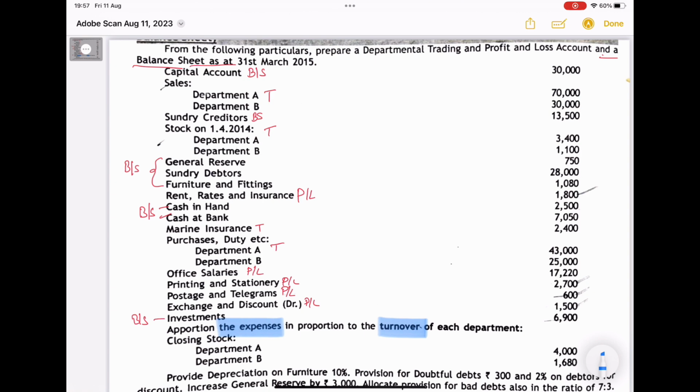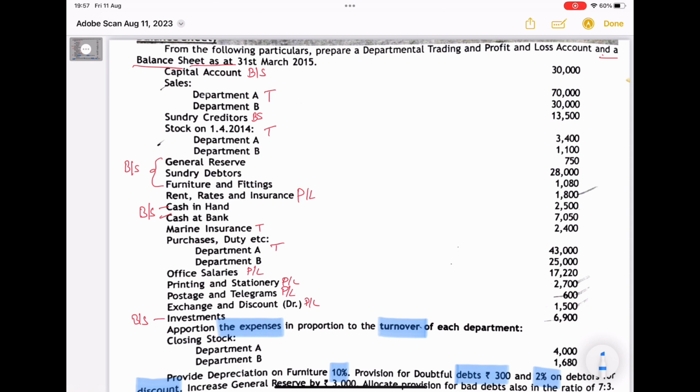Next, additional information. Provide depreciation on furniture at 10%. Next, provision for doubtful debts ₹300. These provisions will be shown in the P&L account, and 2% discount on debtors. So we are going to provide 2% discount. The discount is on sales, that's why we are going to reflect it in the P&L debit side.